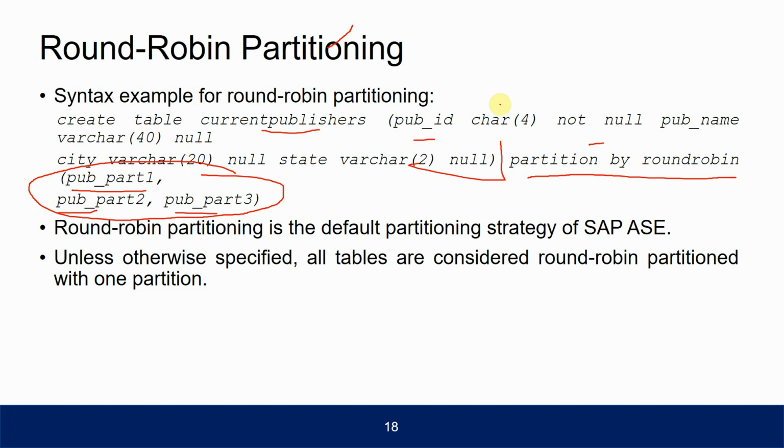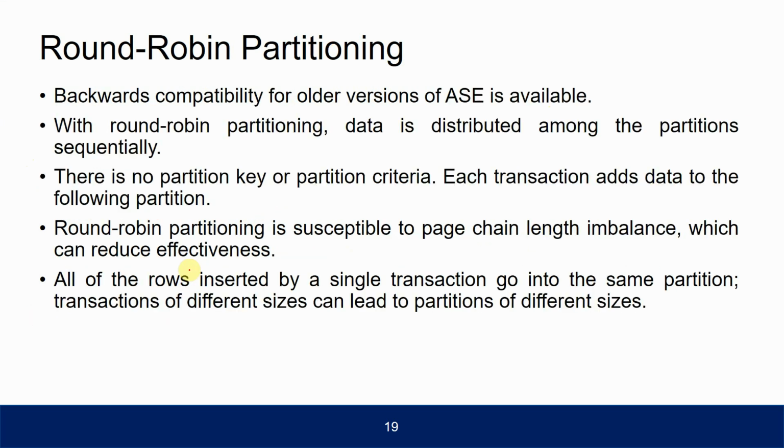It is the default partitioning strategy of Adaptive Server. By default, all the tables have a single partition. Unless otherwise specified, all tables are considered a round robin partition with a single partition, one partition. Backward compatibility for older versions of Adaptive Server is available for round robin. With round robin partitioning, data is distributed among the partitions sequentially. There is no partition key or partition criteria. Each transaction adds data to the following partition.